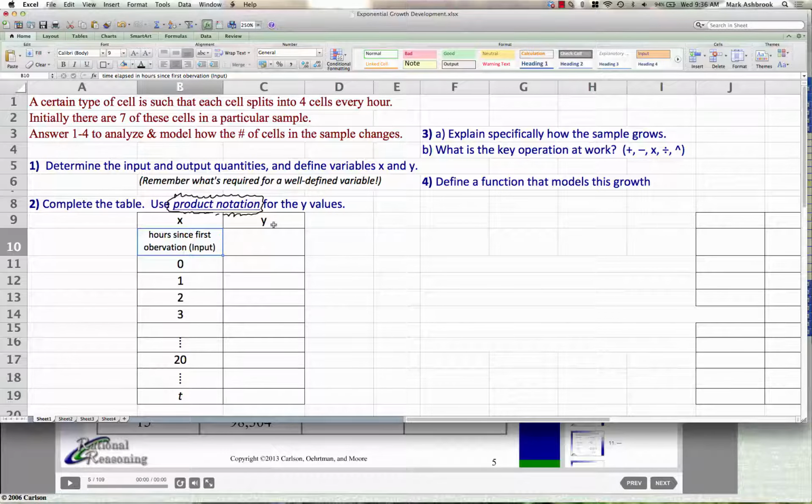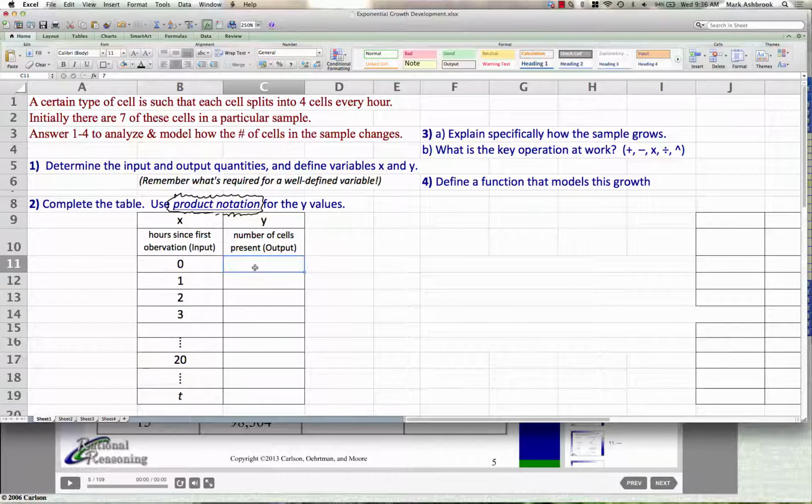Okay, why? What would that be? I said the number of current cells. Current number of cells. Number of cells present. Sure. Good. Okay, product notation. So that's our input and output quantities. Complete the table. Product notation.